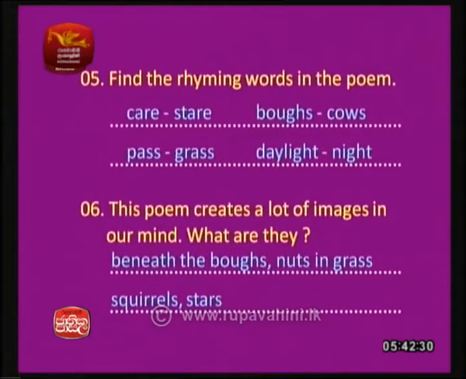So I took only the part of the poem. Beneath the boughs means we get a picture that we are under some trees and there are a lot of branches. Then nuts in grass, we get the picture of nuts and of grass. Then squirrels, we get the picture of squirrels. Then we can see the sky in our mind, the stars. So we call them images.